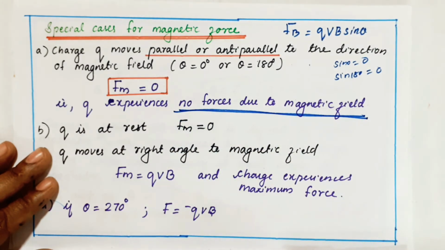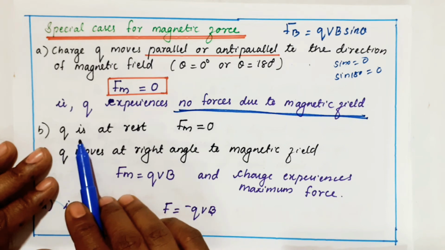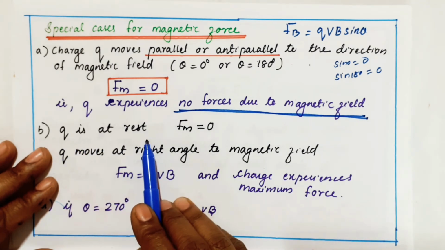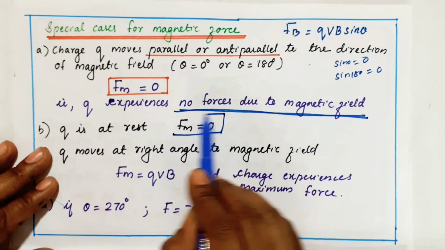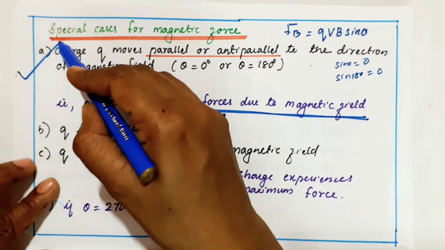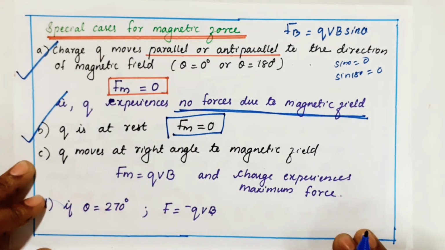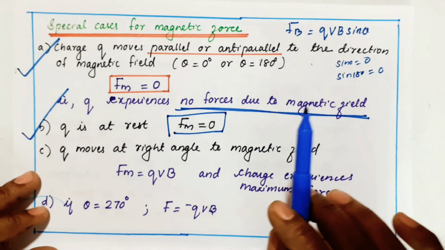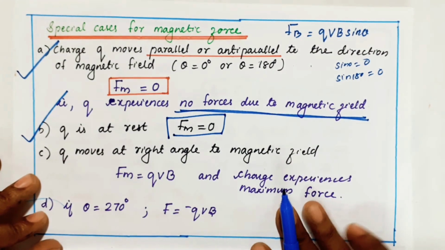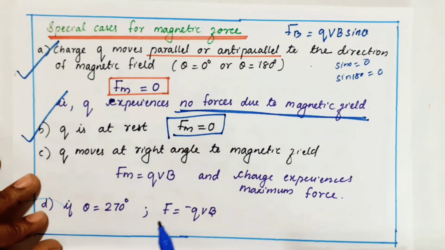First very important case. Second case, you assume your Q is at rest. Charged particle is not moving in a magnetic field. In that situation also Fm will be 0. It's a very important situation. They can ask, a charged particle is present in a magnetic field means it is not compulsory that magnetic force is there. If the charged particle is moving parallel or anti-parallel to your field, there is no magnetic force. Or if the charged particle is at rest in a magnetic field also, there is no magnetic force.